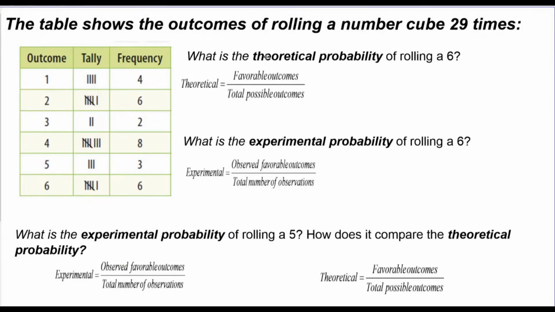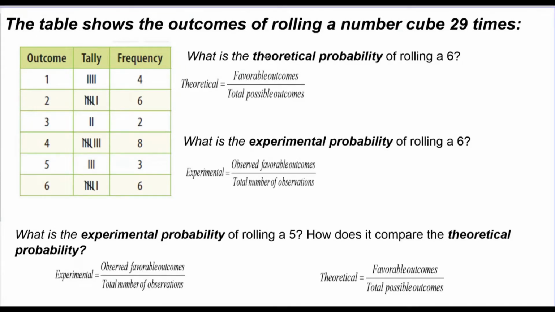So let's take a look at some examples of theoretical and experimental probability. This table shows the outcomes of rolling a number cube 29 times. In the first column, we've got all of the possible outcomes, 1, 2, 3, 4, 5, 6. And then the middle column is just the tally. As we were rolling the dice, we put a tally for how many times each outcome occurred, and then we wrote the number in the frequency column. So a 1 occurred 4 times, a 2 occurred 6 times, and so on.